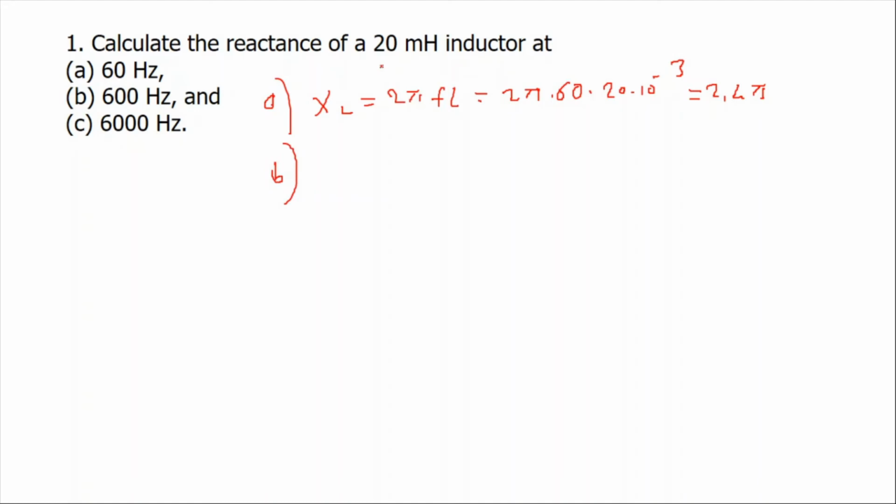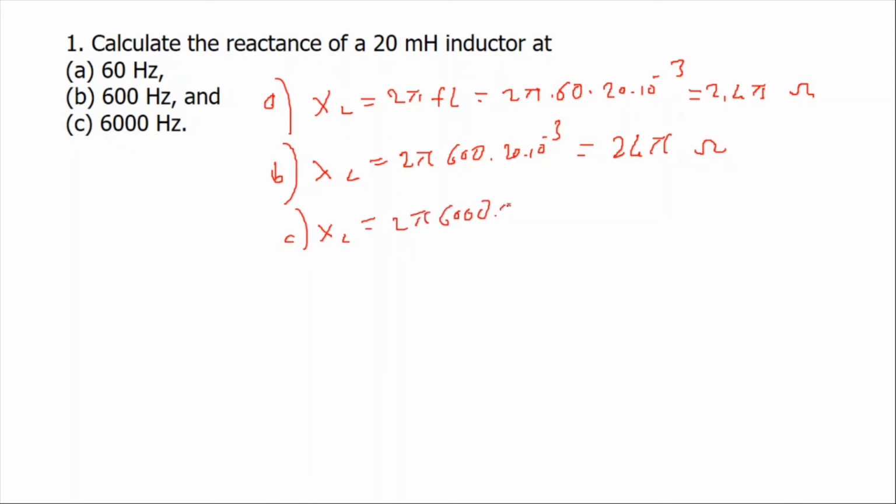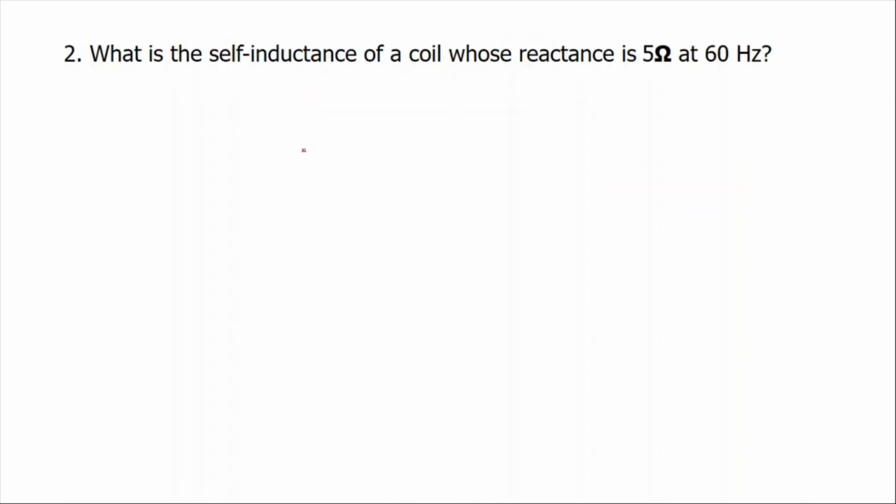And in B, again XL is equal to 2πfL. It will be 2π times 600 hertz times L, which is 20 times 10 to the negative 3, and the calculation will yield 24π. The unit here is ohm. In C, XL will be equal to 2π times 6000 times 20 times 10 to the negative 3, and it will be 240π ohms. As you see, as the frequency increases from 600 to 6000, the inductive reactance increases from 24π to 240π. Next question: what is the self-inductance of a coil whose reactance is 5 ohms at 60 hertz?